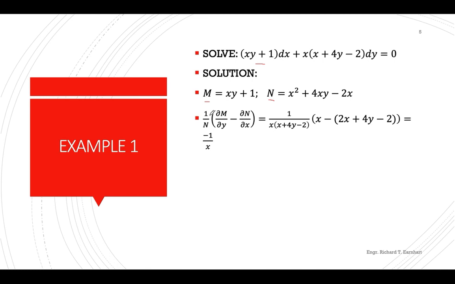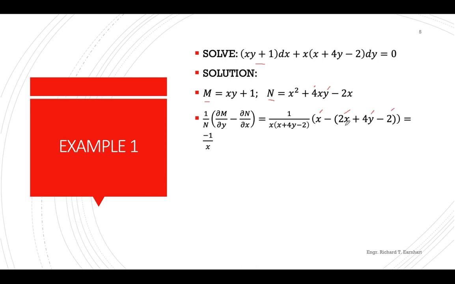And then applying theorem number 1, 1 over N, and then the difference of their partial derivatives. So the partial derivative of M with respect to y, x is constant, so the derivative of xy is x. Derivative of 1 is 0. And then the partial derivative of N with respect to x, y is constant. So for x squared, the derivative is 2x. 4y is constant, the derivative of x is 1, so you have 4y. The derivative of negative 2x is negative 2.